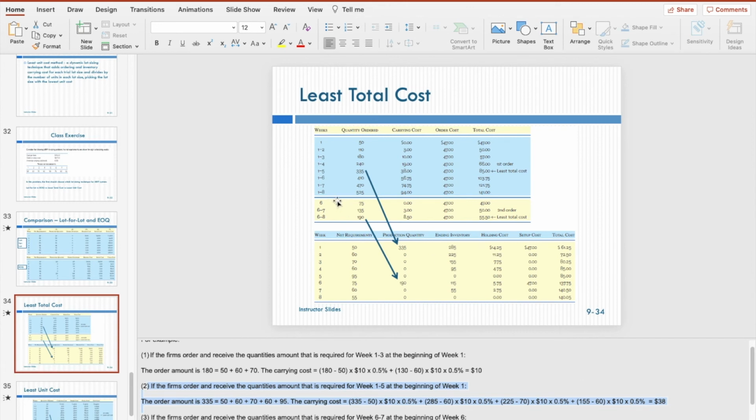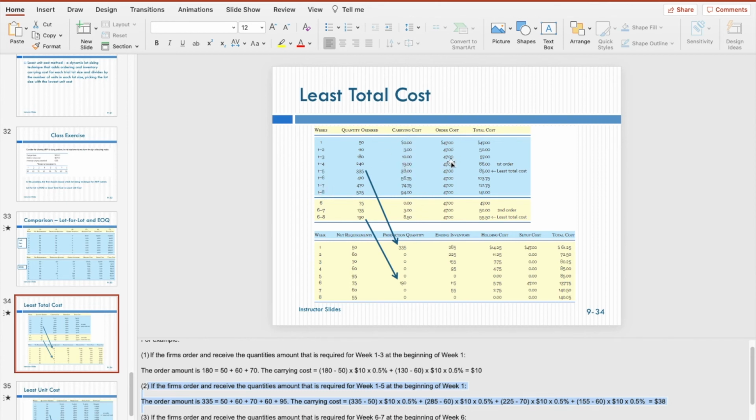And since at week 5 you already sell all of them, that's why the carrying cost at week 5 is 0. That's why I didn't list it here. And the total amount for the carrying cost is $38. That's why here it's $38. Okay, so you can do this for all these 9 different rows, and it will show you the different carrying costs.